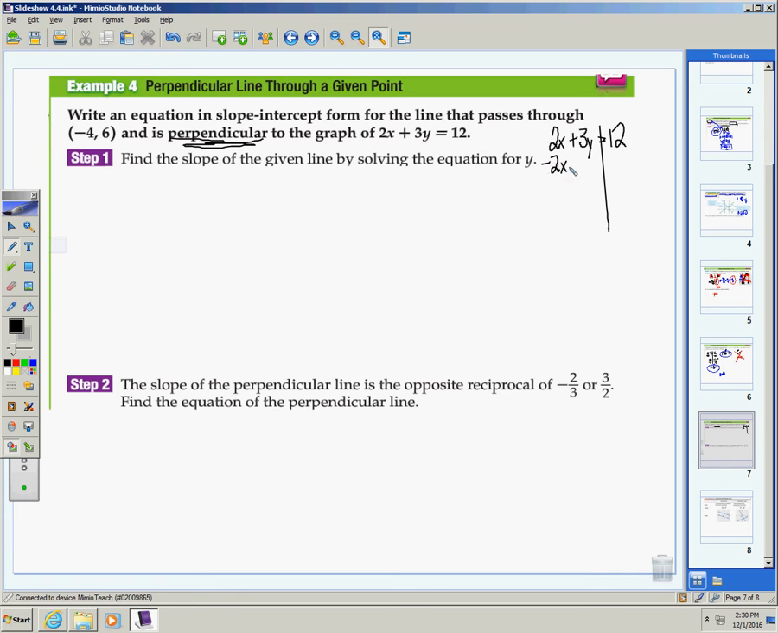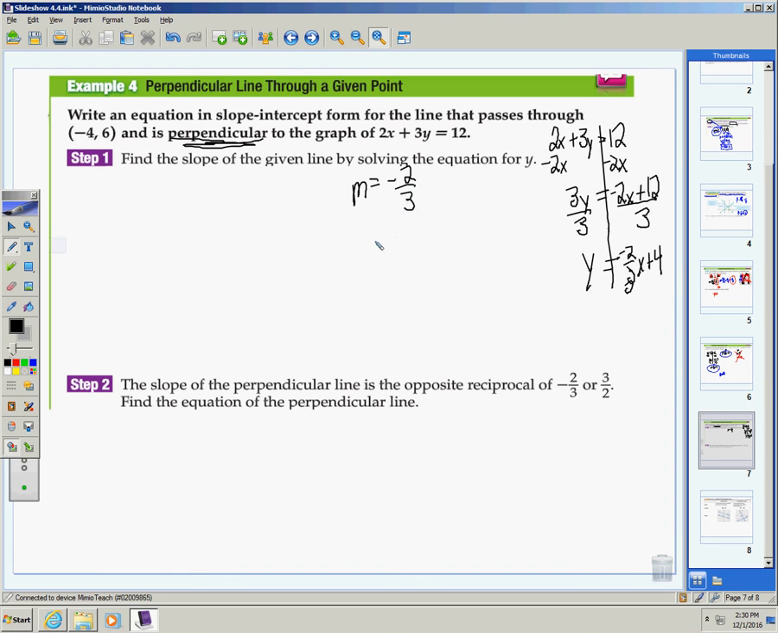So I'm going to start out by subtracting 2x from each side, and I get 3y equals negative 2x plus 12. And then I'm going to go ahead and divide each side by 3 to get y by itself. Remember, you divide each piece by 3, so I get y equals negative 2/3 x plus 4.